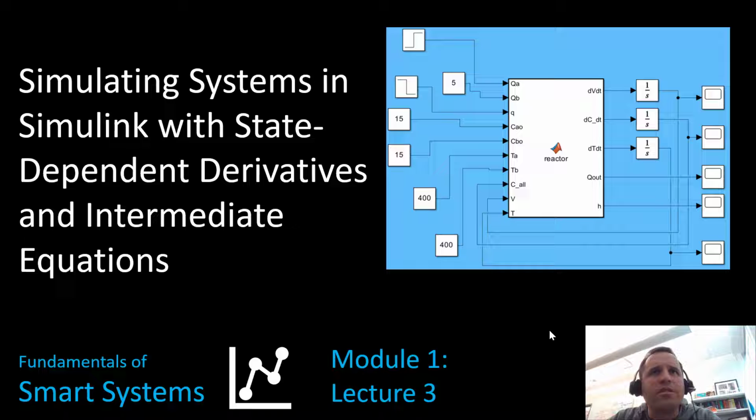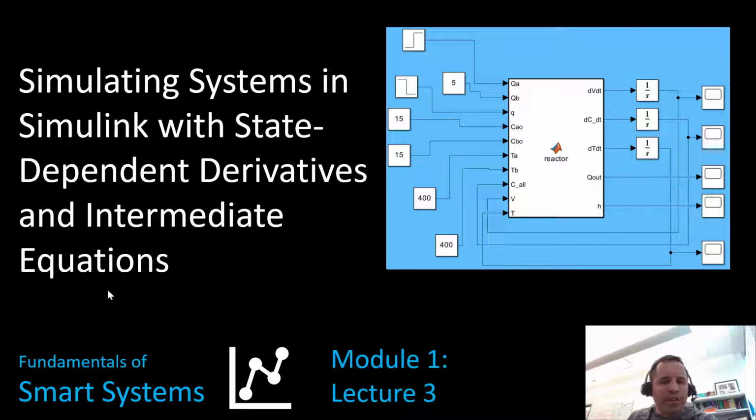What I'm going to show you today is what happens if our differential equation depends on volume itself. So it's kind of a chicken and egg situation where to calculate dv dt, we need volume. To calculate volume, we need dv dt. I'm going to show you how to do those kinds of calculations in Simulink. Additionally, I'm going to show you how to incorporate intermediate equations that may be necessary for solving the differential equations themselves, or sometimes you just want to calculate extra information to use in the analysis of your system. You can do those kinds of things with more customization in Simulink.